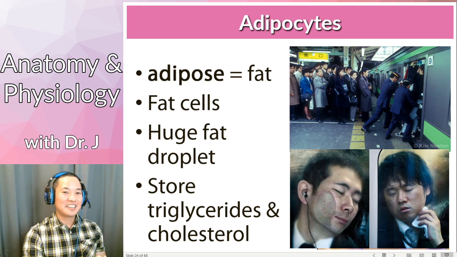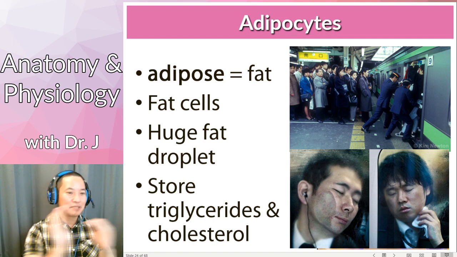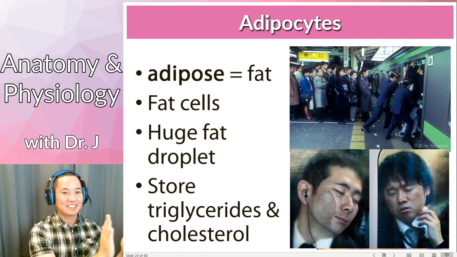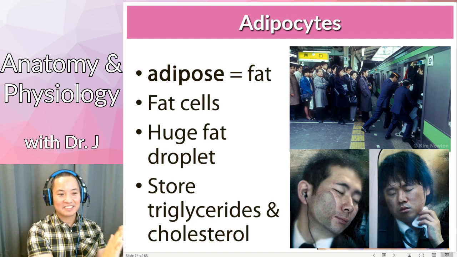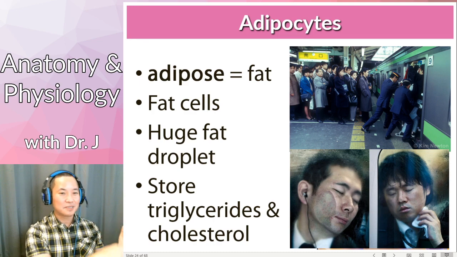So those nuclei inside the cells in a white fat cell, it's kind of like that. There's so much fat in there, it's actually pushing them off to the side against the plasma membrane. So that's why it looks like that when you look at it under a microscope. The nuclei are all the way squished off to a side.